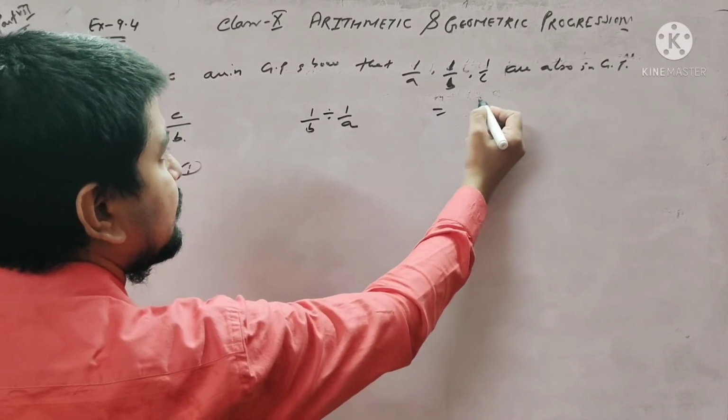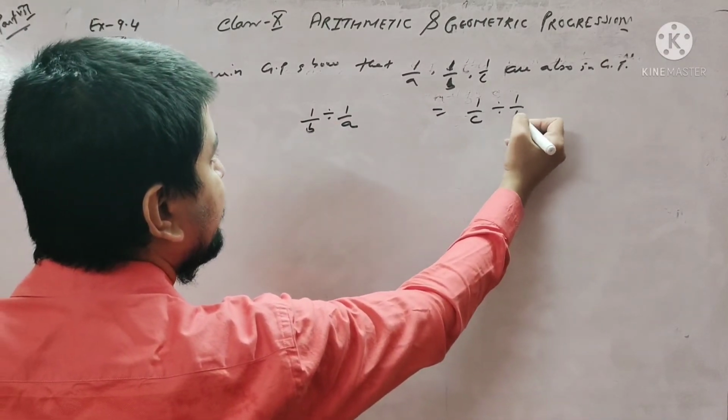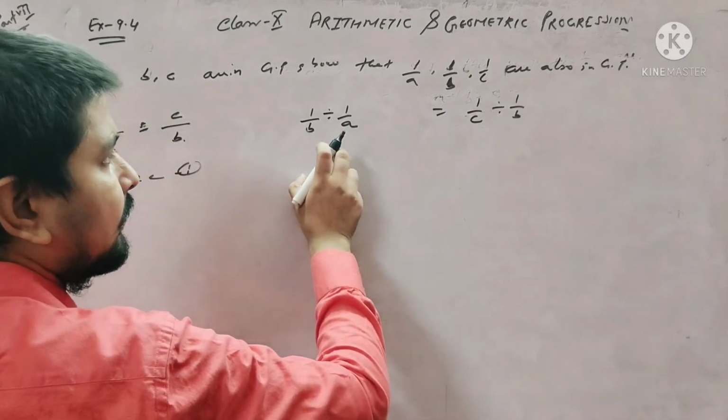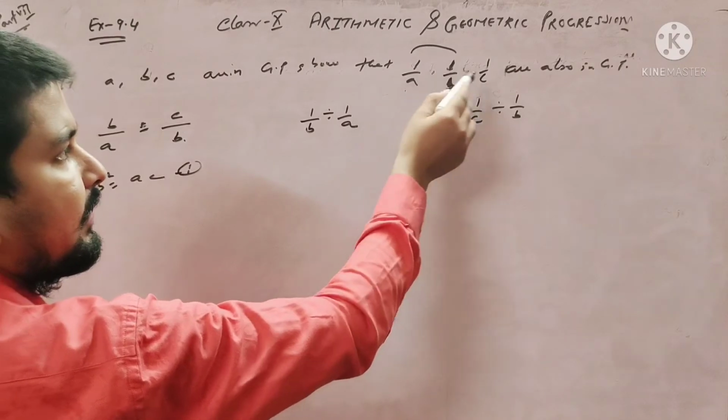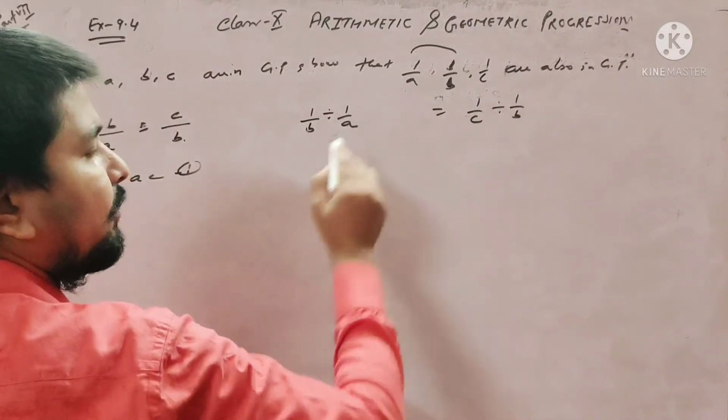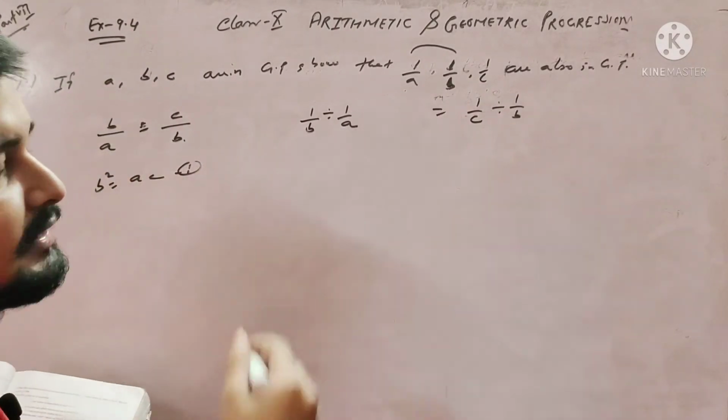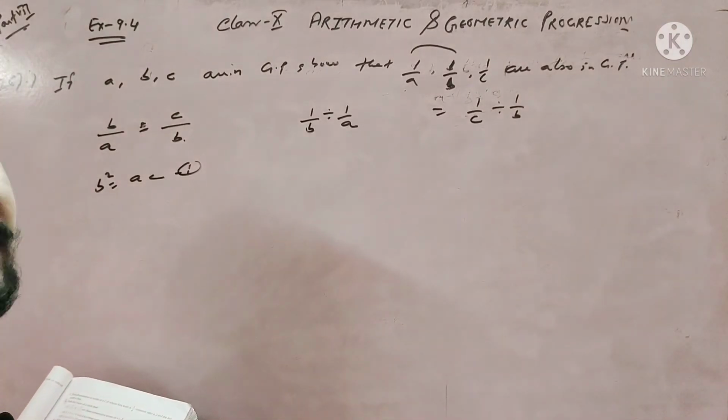If 1/a, 1/b, 1/c are such that both sides are equal, first of all calculate the ratio between these two, that means a2 by a1 and a3 by a2. If the common ratio is the same in this statement, that means this is also in GP.